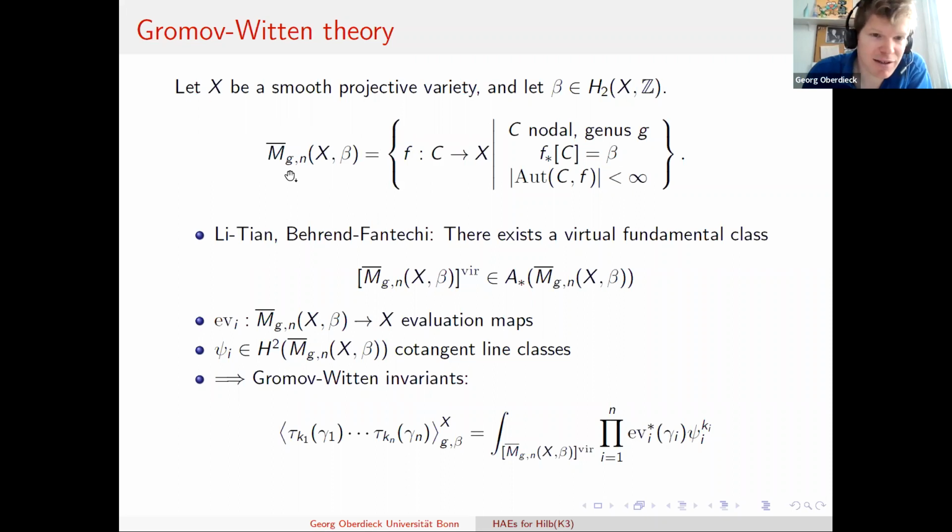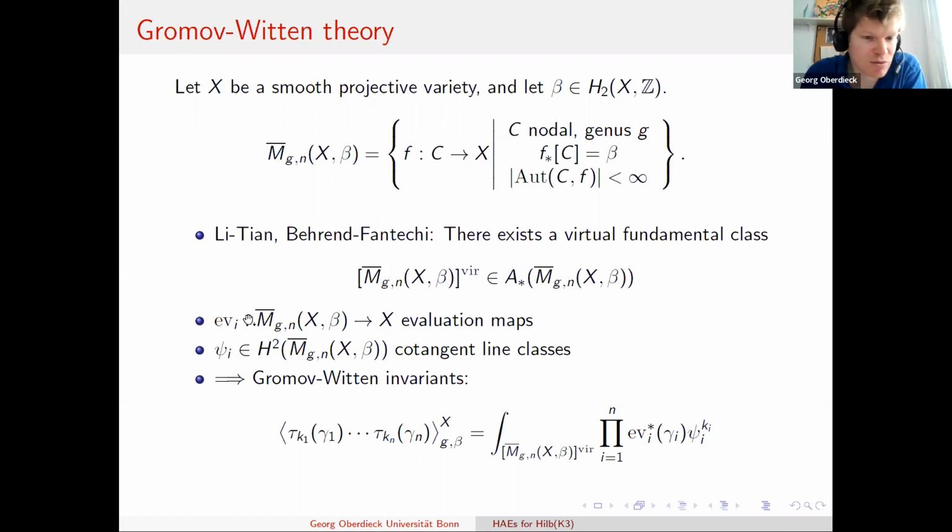Moreover, it is what is called virtually smooth. So it has what is called a perfect obstruction theory. So it has a nice theory of deformations and obstructions. And then Li–Tian and Behrend–Fantechi tell us that there's actually a nice class that features as some sort of fundamental class on the moduli space, the virtual fundamental class. And it has some natural properties. For example, if you integrate it, these numbers that you get out will be invariant under deformations of your space X.